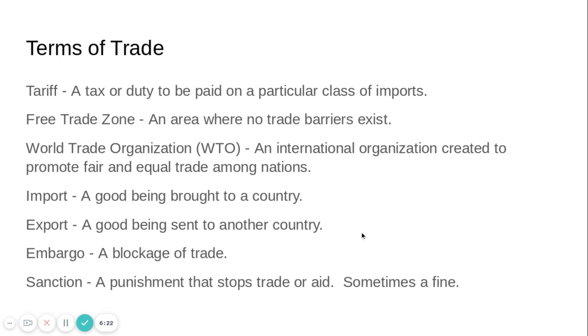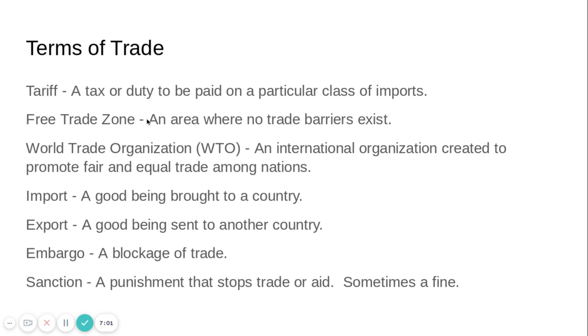Terms of trade. Nations and people trade with each other all the time, so it's always good to know a little bit about those things. The first thing you're going to want to know is what's called a tariff, and a tariff is just a tax or duty to be paid on a particular class of imports. So, for instance, the government can say, we don't want foreign countries to be able to sell their cheaper cars here at cheaper prices than American cars, so we'll put a tariff on those vehicles. That artificially raises the price on those cars because now they have to pay this tax to sell them in America, and that makes it easier for American car companies to compete. That's what a tariff is.